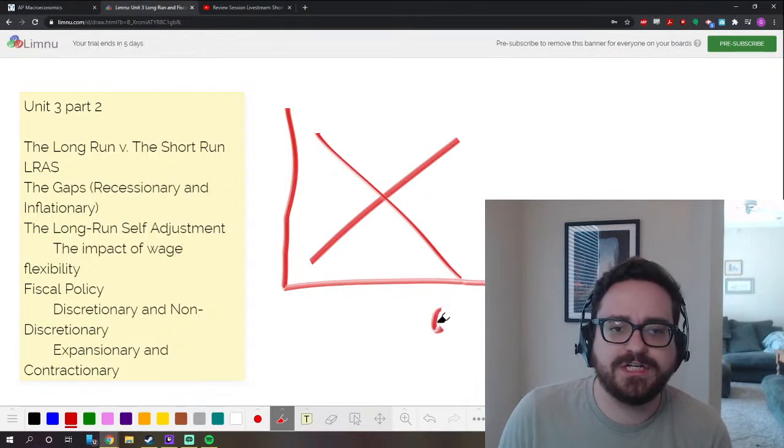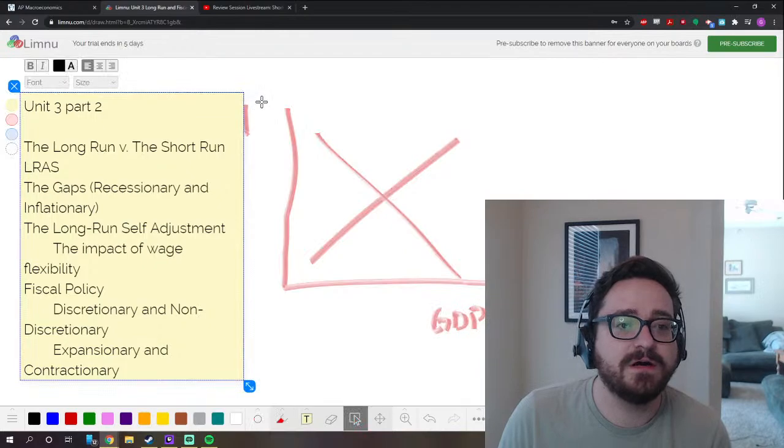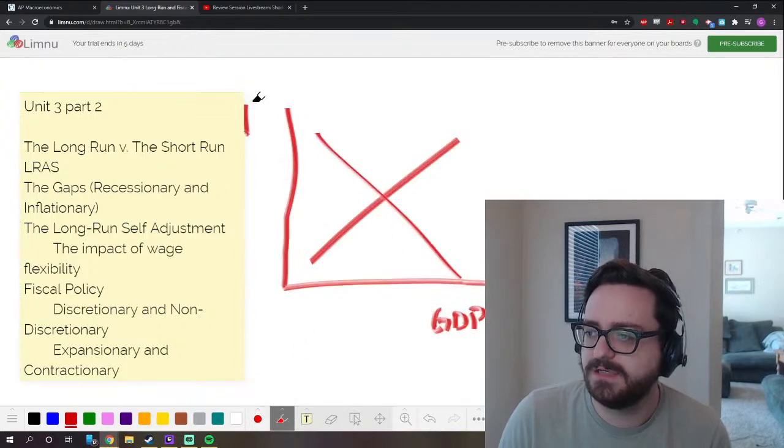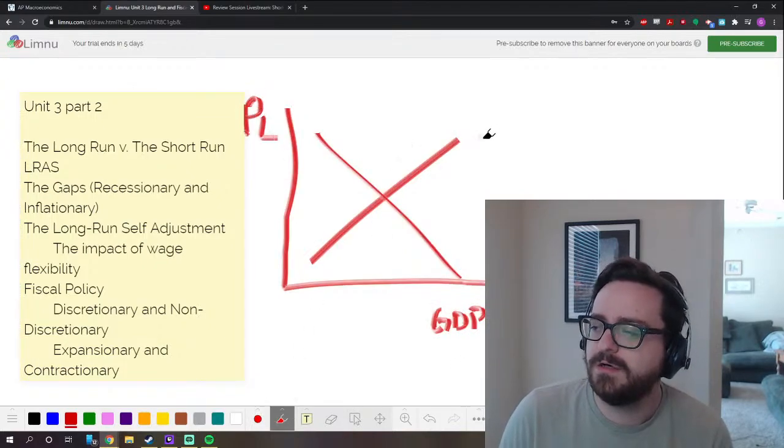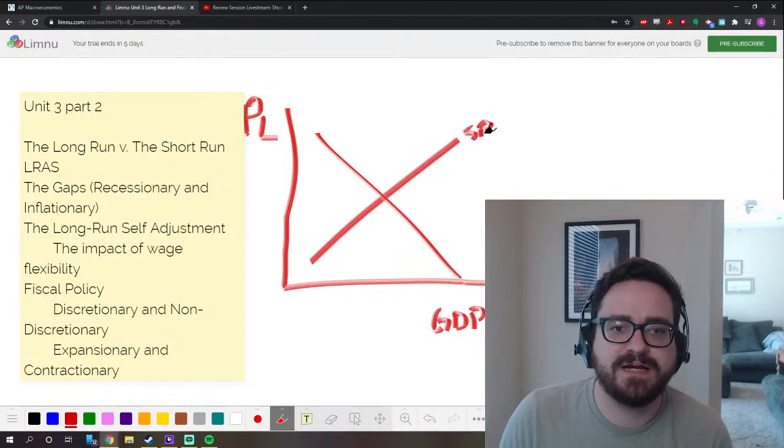So we've got my GDP and my price level. Here we go. We've got my short-run aggregate supply right here, and we've got my aggregate demand.